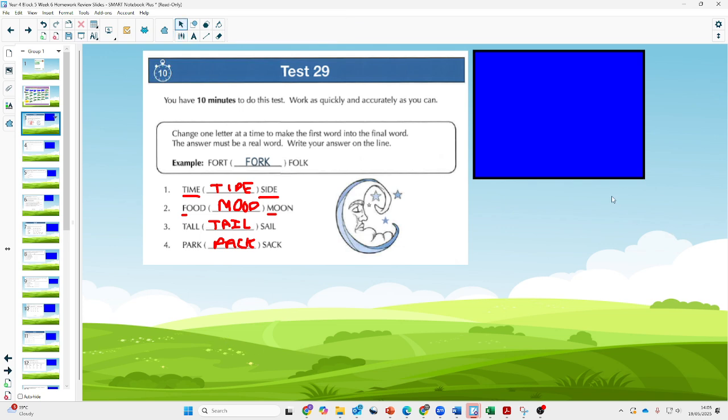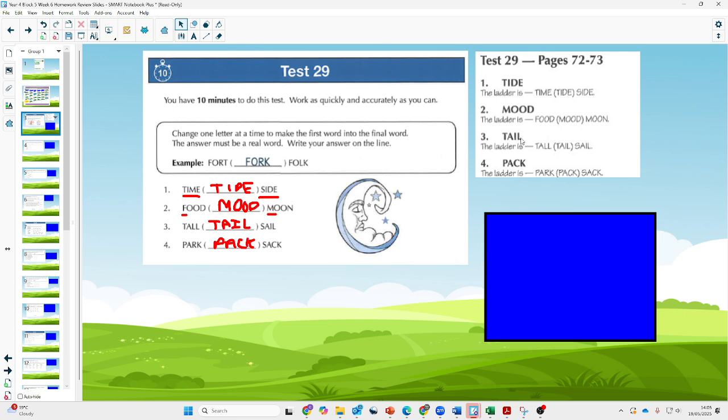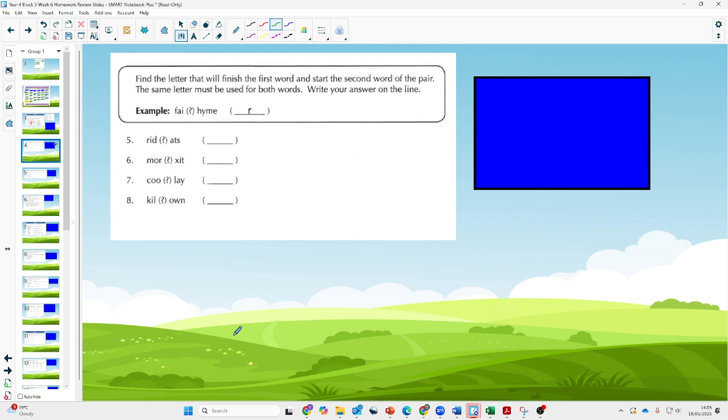Now, if you just want to double check here, this is the answer scheme, and this just explains the ladders as well, just in case you want to have a little look. So what we would suggest that you do is go down through, obviously ticking them off if you've got them correct. Moving on now to question 5 to 8.